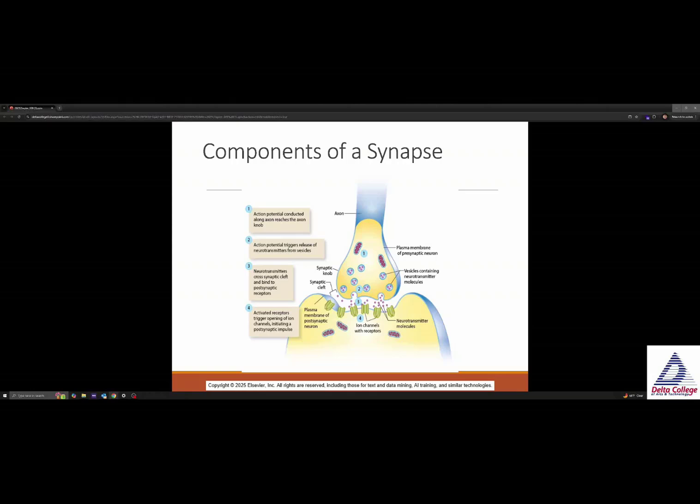So again, they're not all just thrown out there at one time. There are specific ones that are being released depending on what the body is doing. Is it trying to go to sleep? Did you stub your toe? Things like that.